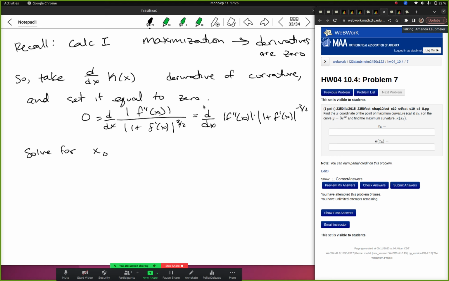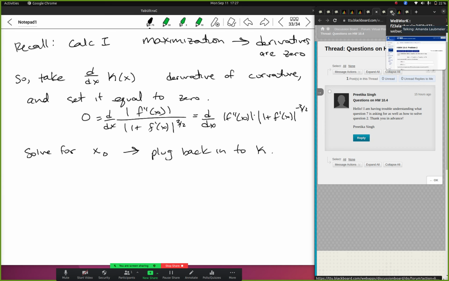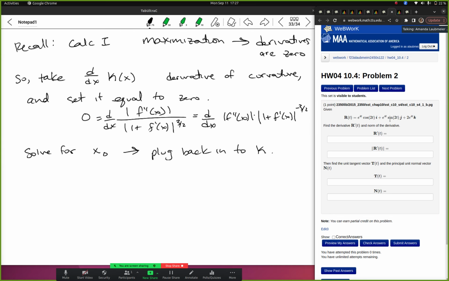So you're just solving for x the way I've written it, but WebWork calls it x0. And then at the end, you're going to plug that back into kappa to get the second part of the answer. So hopefully that answers the question of what they're asking for. And then the other question here is question 2 in 10.4. So that's this one about unit tangent vectors and principal unit normal vectors.